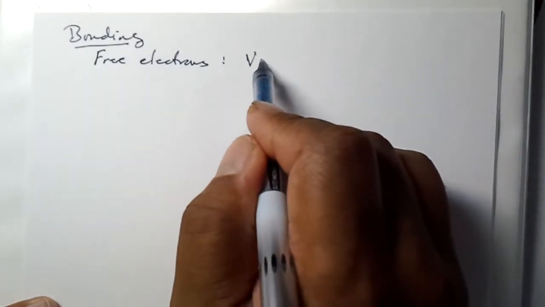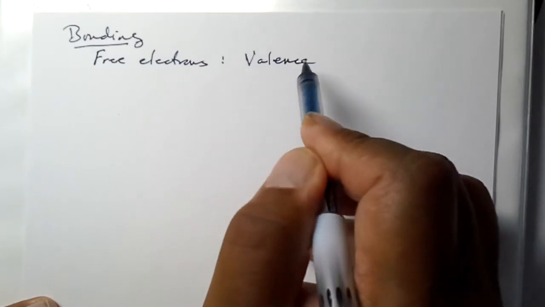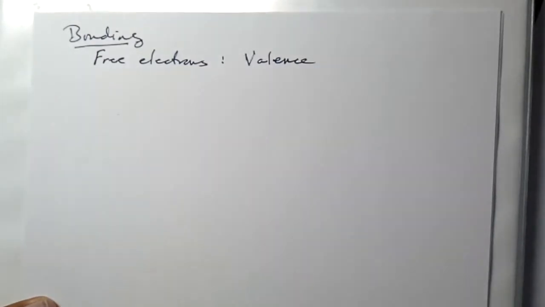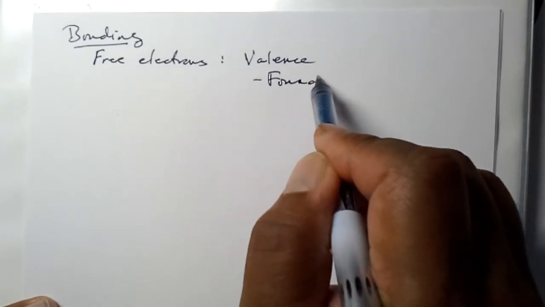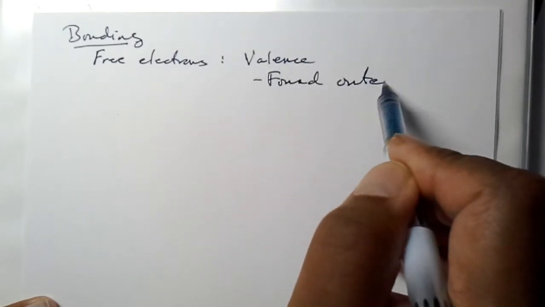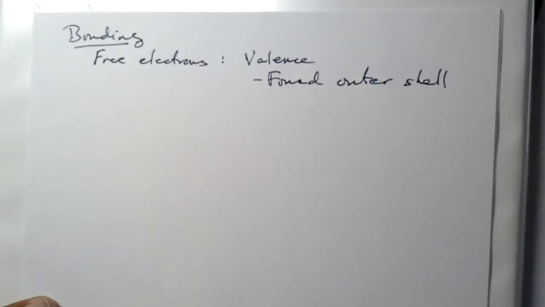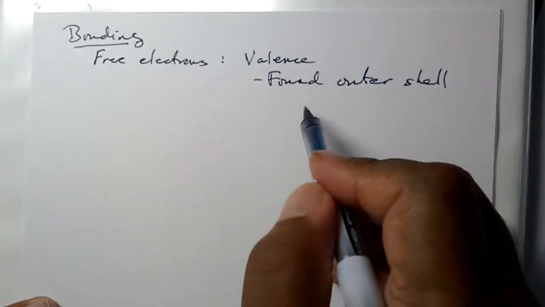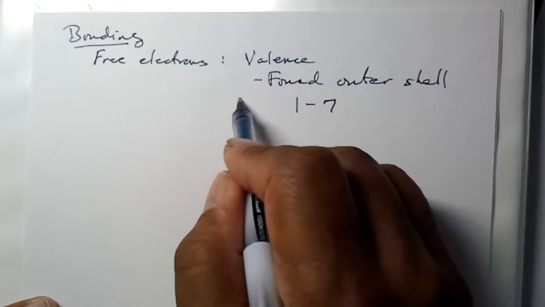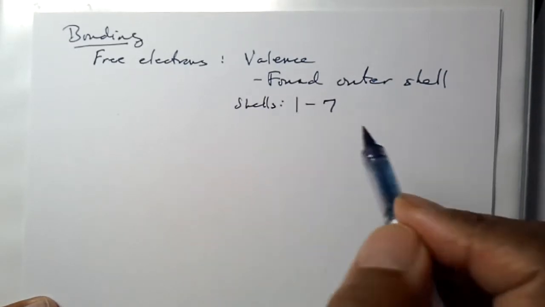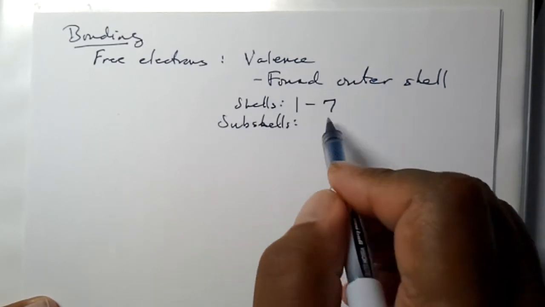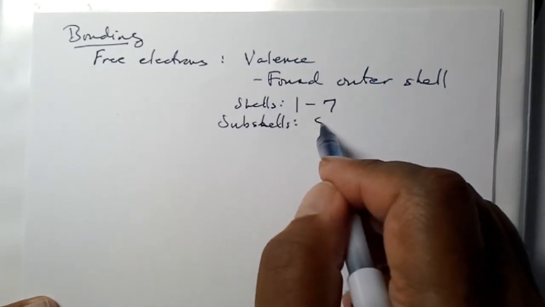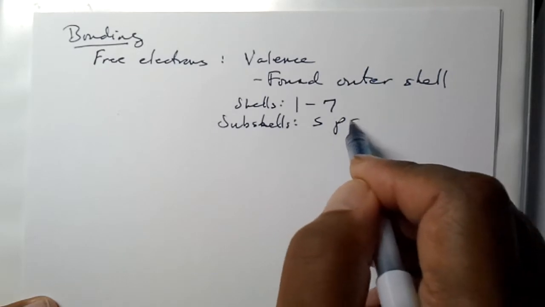Okay, free electrons are referred to as the valence electrons, and they're usually found in the outer shell. Alright, if you remember, the shells go from 1 to 7. Subshells are what? S, P, D, and F.